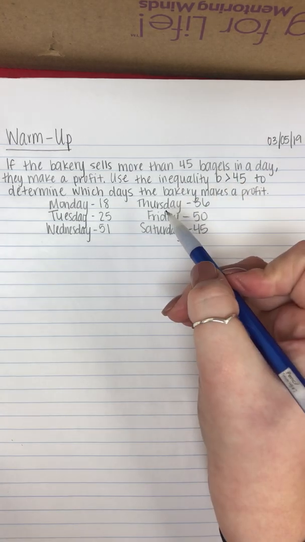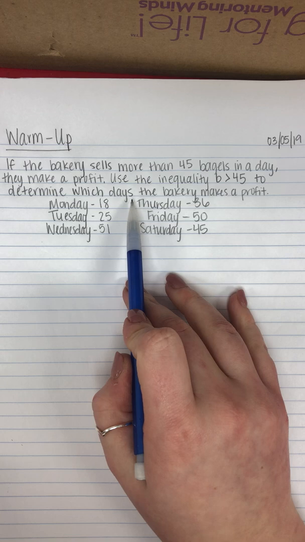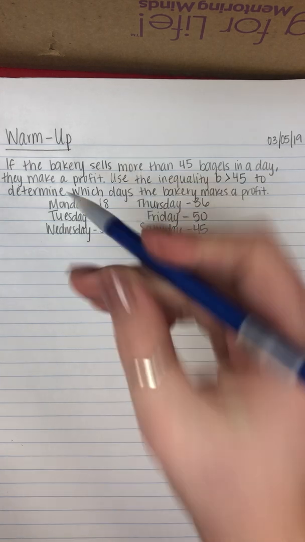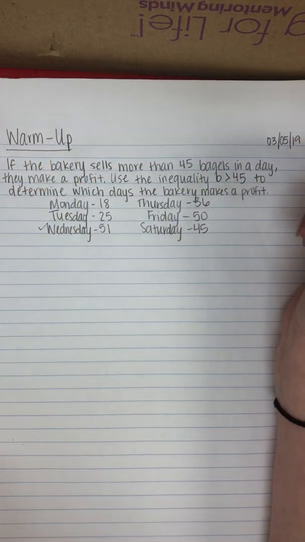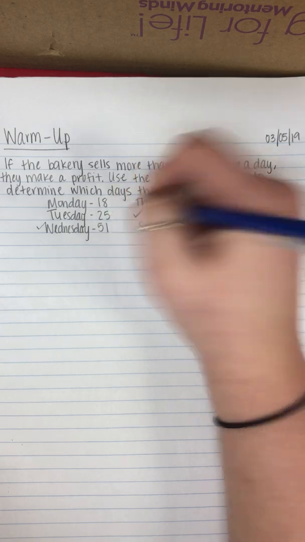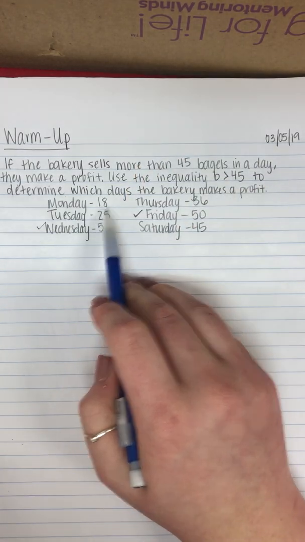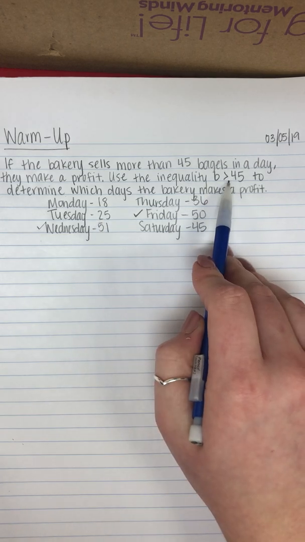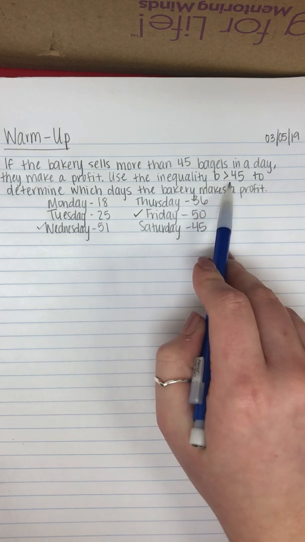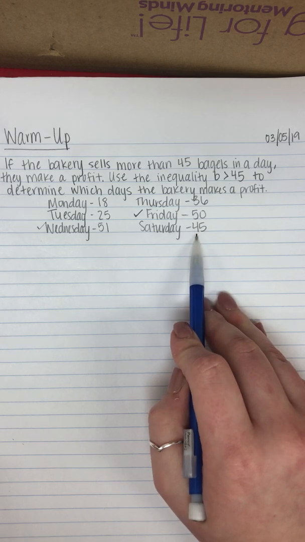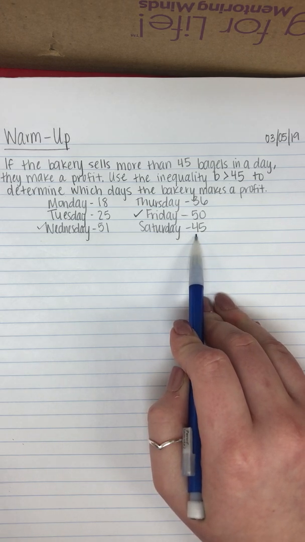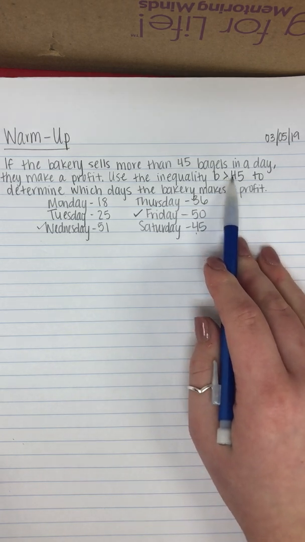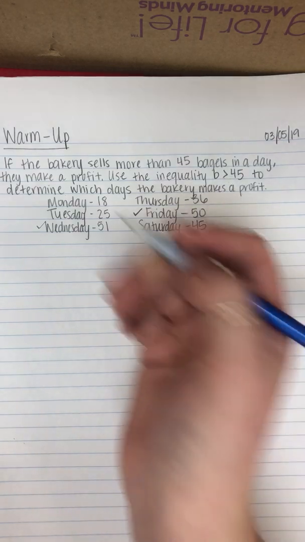Okay, if you said that the bakery makes a profit on Wednesday and Friday, you're correct, because 18 is not bigger than 45, 25 is not bigger than 45, 36 is not bigger than 45, and Saturday they can't make a profit because it's only greater than, not greater than or equal to.